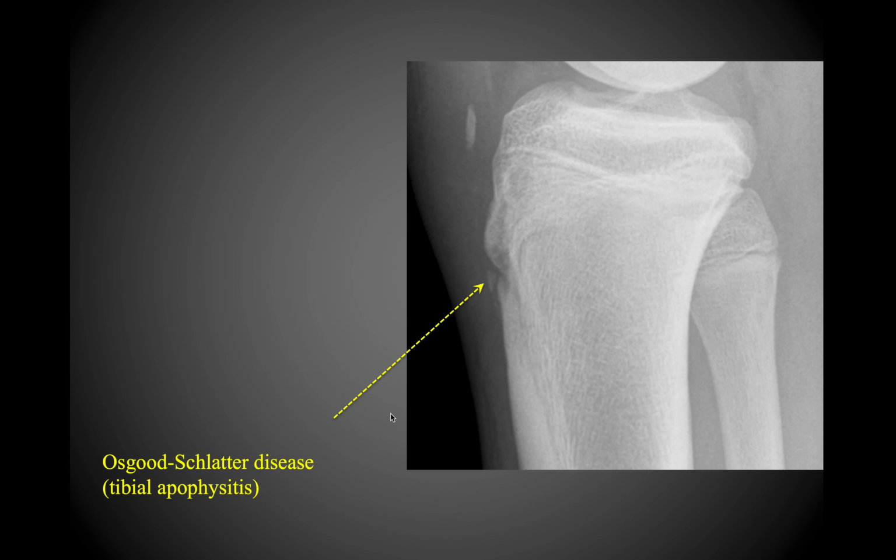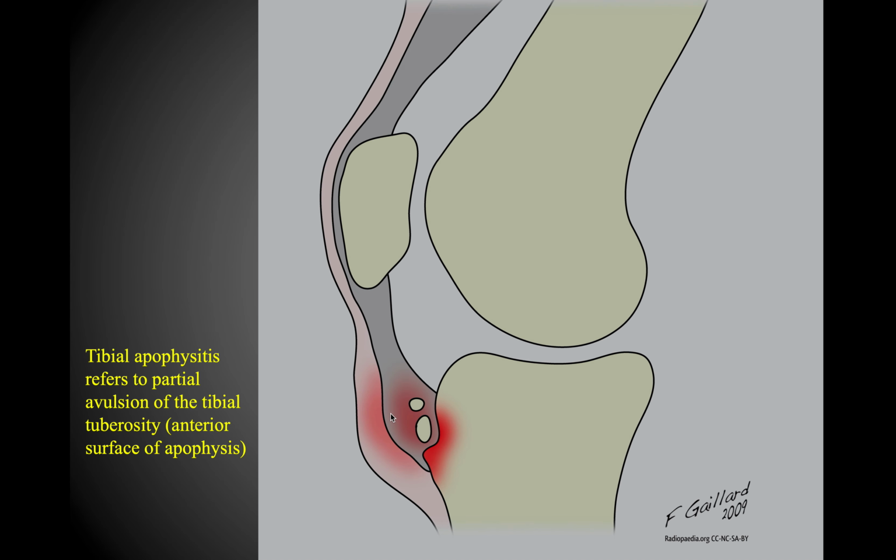In this individual, which is common especially in middle school aged children, this is an example of what's called tibial apophysitis, also known as Osgood-Schlatter disease. This often happens especially with excessive running, so playing a lot of sports. It's not uncommon for kids to have this tibial apophysis get avulsed. So it's basically an avulsion fracture that occurs, and again, we call that Osgood-Schlatter disease.